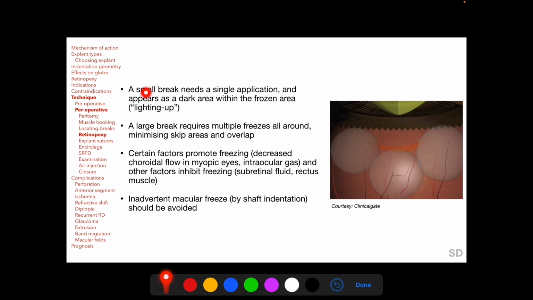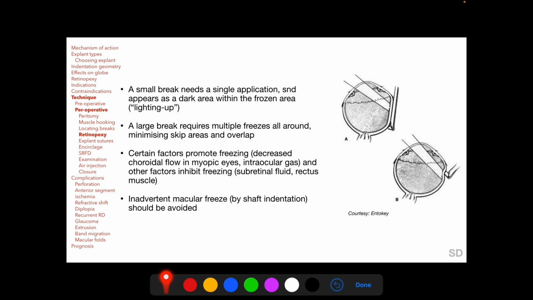A small retinal break needs a single application and appears as a dark lesion within the frozen area, whereas a larger break, as seen here in this image, requires multiple freezes all around, minimizing skip areas and areas of overlap, and inadvertent macular freeze, as shown here in this diagram, because of shaft indentation, should be avoided, with this being the correct position of the cryoprobe.